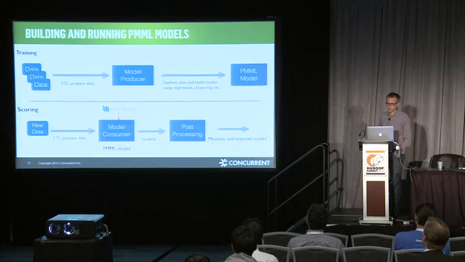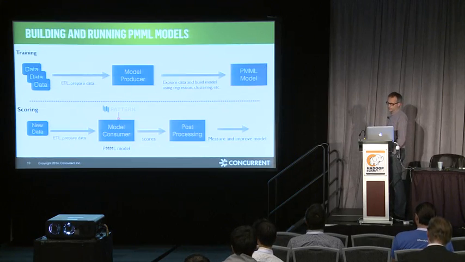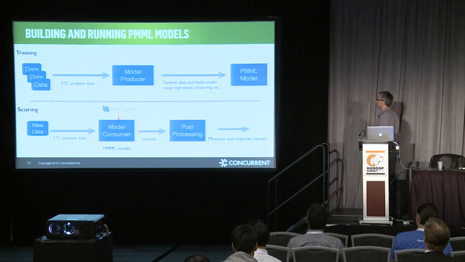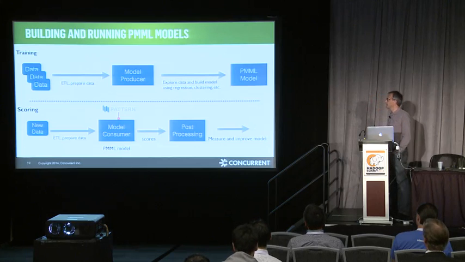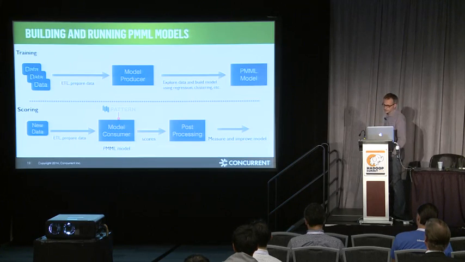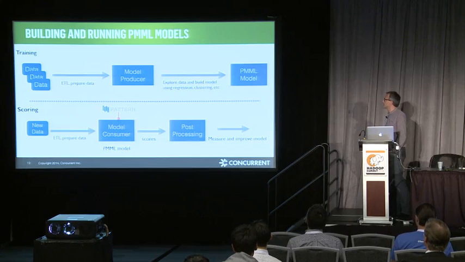And I'll actually be doing a demonstration using R, essentially creating a simple model and saving that using R. So if you look at what you have to do in order to build and run a model, there are two parts, right? There's the training part, where a model producer will ingest prepared data. So you first have to prepare the data, and typically you use some kind of ETL technology, and you'll send that to the model producer after it's been prepared. Then you'll explore the data, and after a number of variations, you'll create a model using a machine learning algorithm, whether it's linear regression, clustering, or whatnot. And then in turn, what you have is a PMML model.